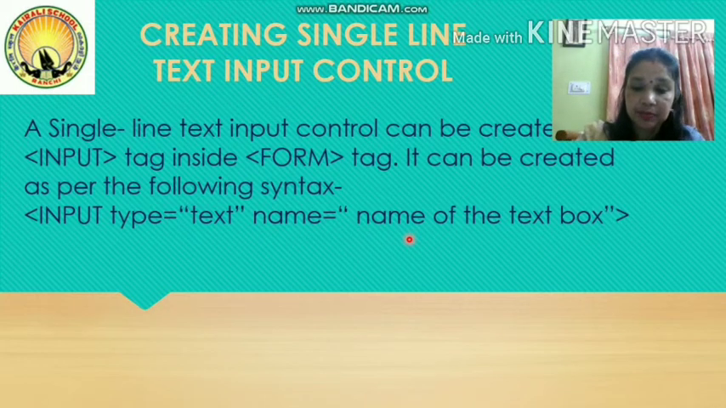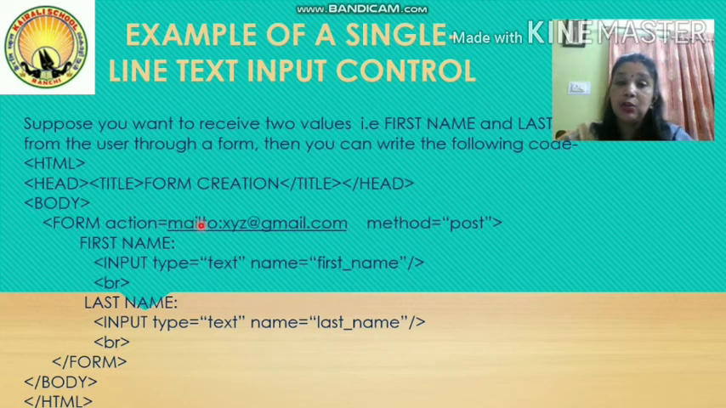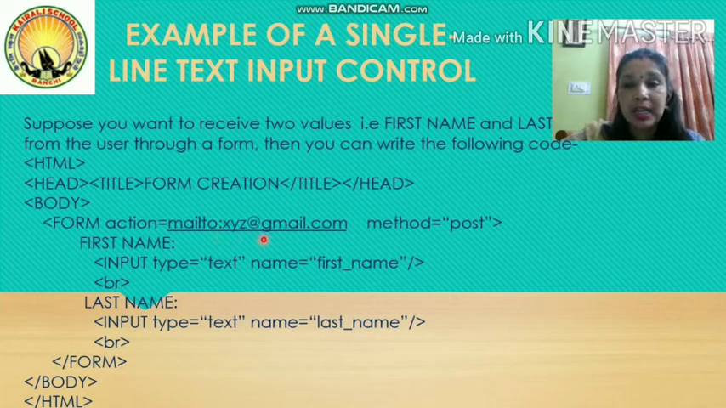Next we have a simple example for the single line text control. Most of the things will be similar. HTML, head, title, the basic structure you will write, and inside body tag you will write one tag, form tag, for creating the form. Okay, and then those two attributes of form, action and method. Here I have specified my email ID. Do you remember that? Sending an email from the browser, same way action's value mailto:xyz@gmail.com is being specified. Then first name is the label, it will be created like this only. Then for text box, input type equals to this, then name.